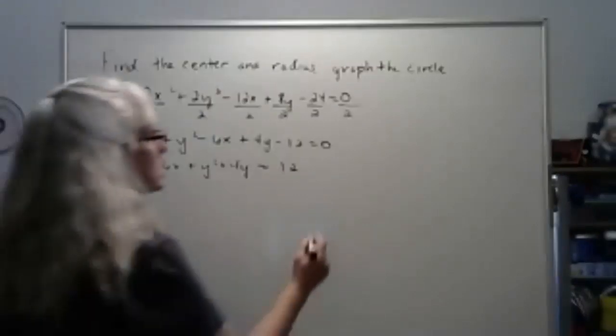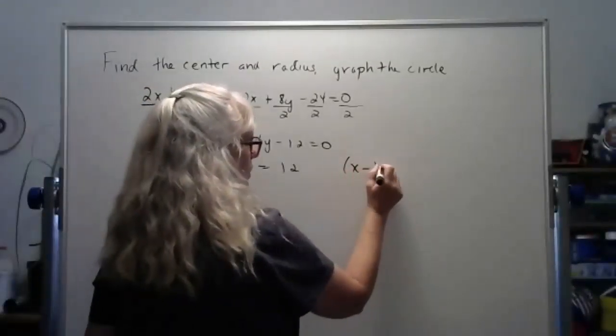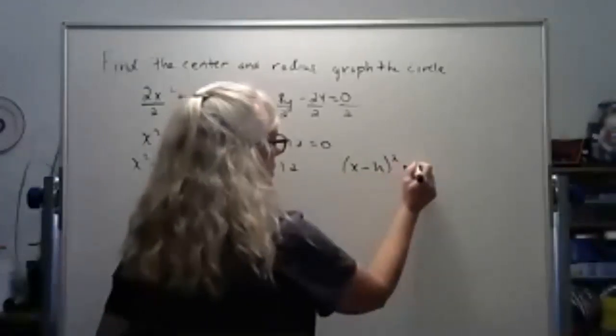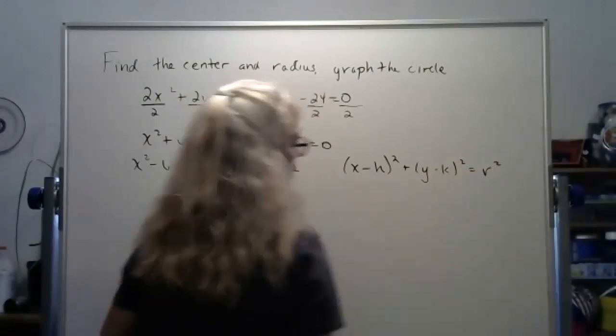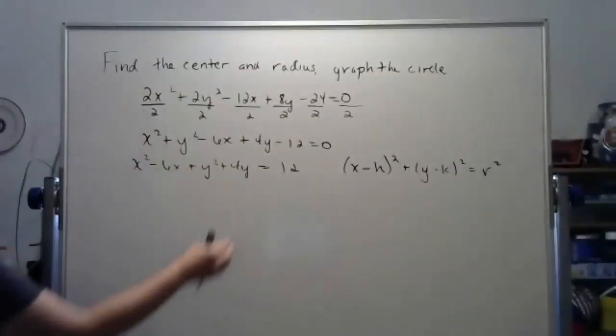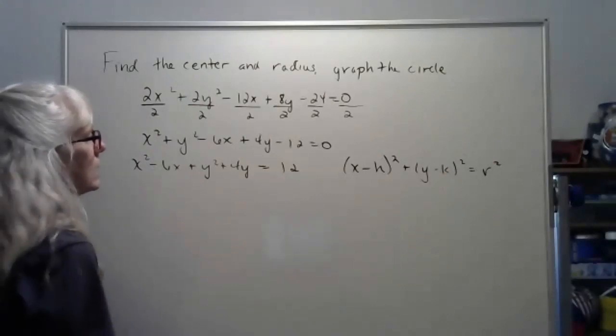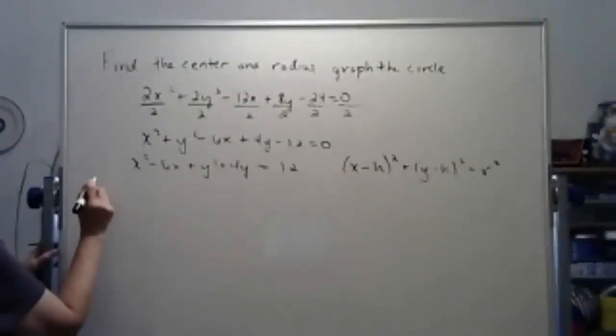And again, what we're trying to do is we need this to look like this: x minus h quantity squared plus y minus k quantity squared equals r squared. So you can see that we're starting to see things. I've now got a number on the right side. Now we'll come in and complete the square.